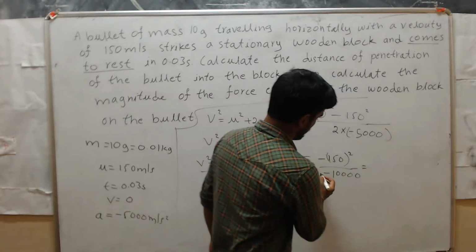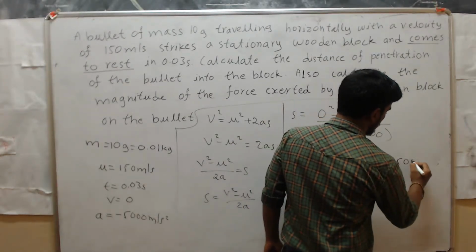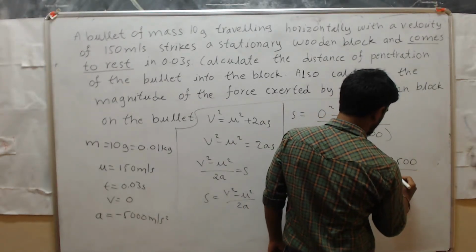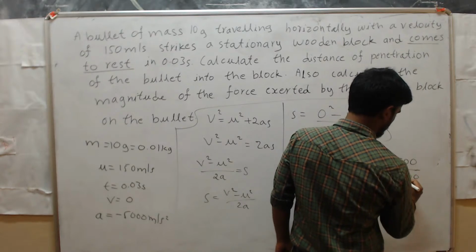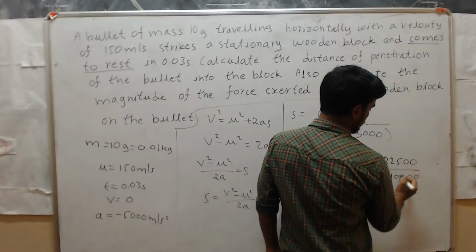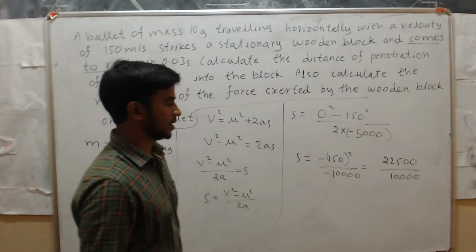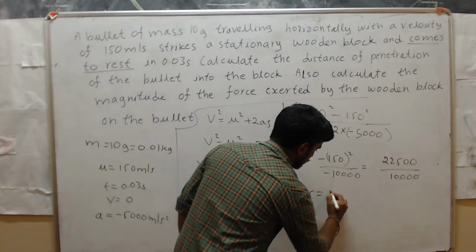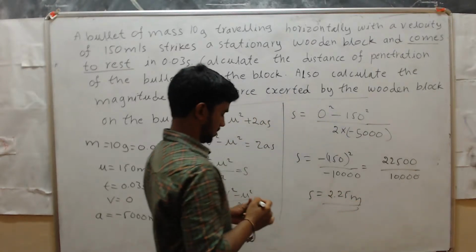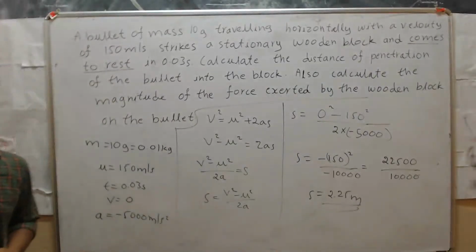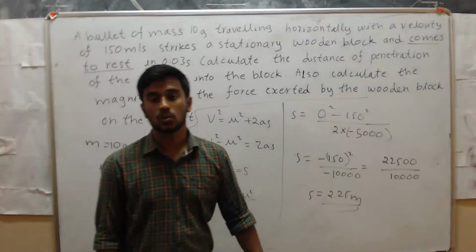See, minus will cancel, right? s is equal to 22,500 divided by 10,000. The zeros will cancel, so 225 divided by 100. That is s equal to 2.25 meter. So inside that wooden block, this bullet covered 2.25 meter.